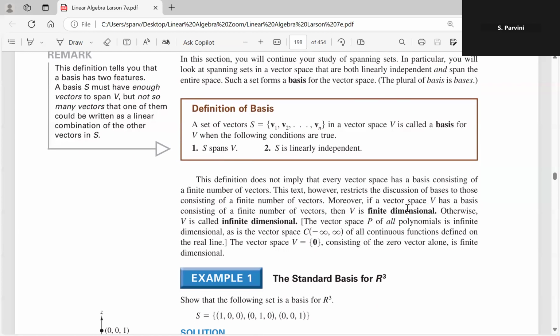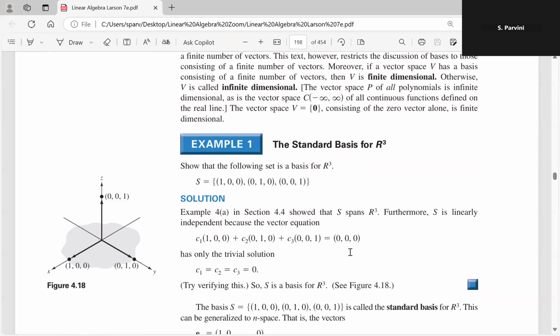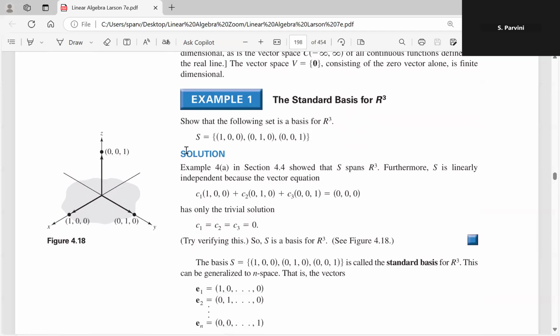Now, of course, if V has a basis containing a finite number of vectors, then we have a finite dimensional vector space. Otherwise, you have an infinite dimensional vector space. Examples of those are cited here. Let's take a look at this example that's already in the book. We have a set of vectors. The question: does this set of vectors represent a basis? If you plot these points on the XY coordinate system, these actually provide the coordinates of a point, the basis vectors do.